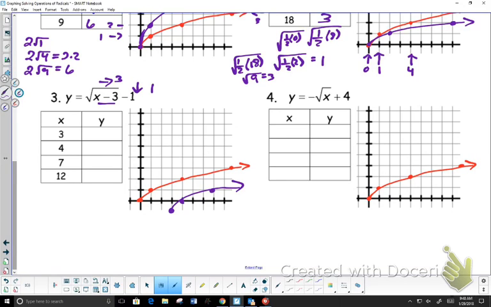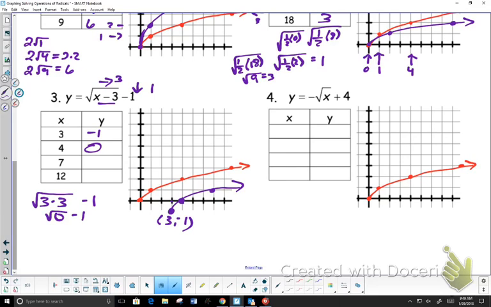Okay? So if I were to plug in their values just to check how it worked, I got 3 minus 3 minus 1. Square root of 0 minus 1 is -1. So if you'll notice, 1, 2, 3, I have a point at 3, -1. So you'll see how I didn't need to create the table. If I plug in 4, 4 minus 3 would be 1. Square root of 1 is 1. 1 minus 1 is 0, which you'll notice is right there.